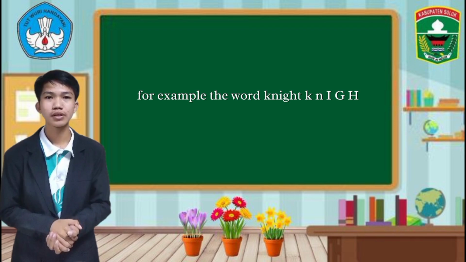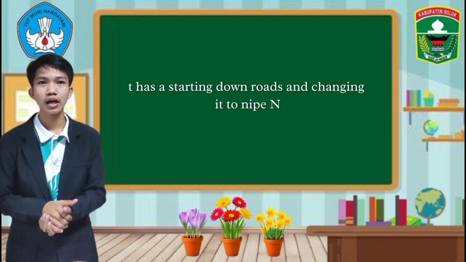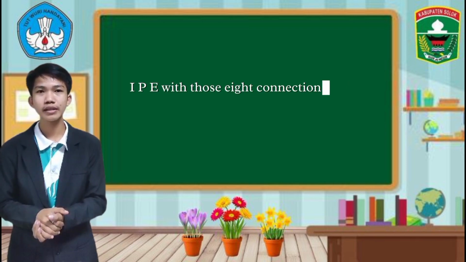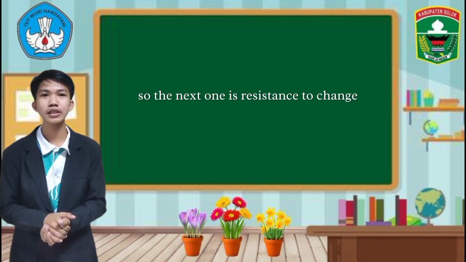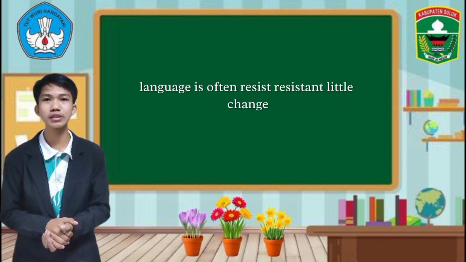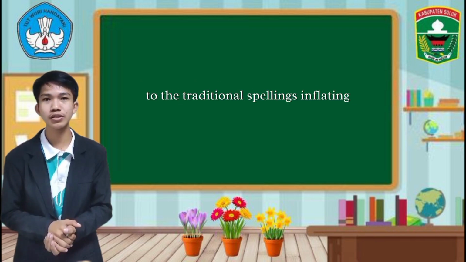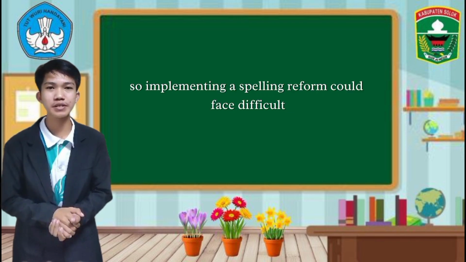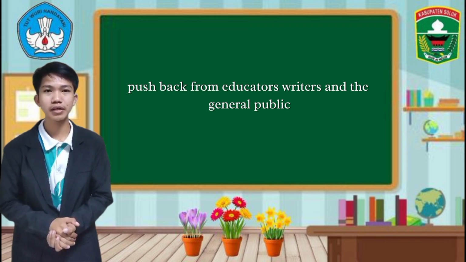For example, the word night, K-N-I-G-H-T, has historical roots, and changing it to N-I-T-E could lose its connections to the past. The next one is resistance to change. Language is often resistant to change, and many people may be attached to the traditional spellings. Implementing a spelling reform could face significant pushback from educators, writers, and the general public.